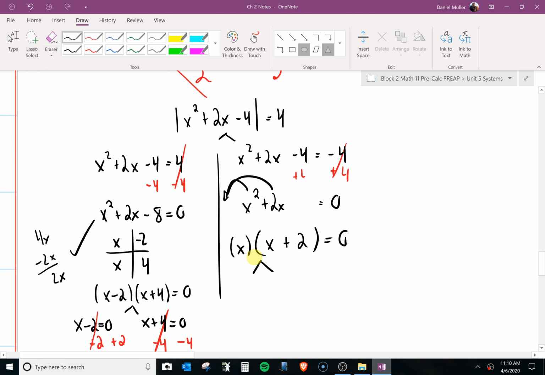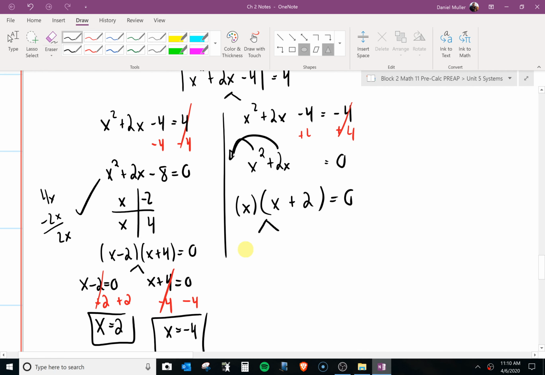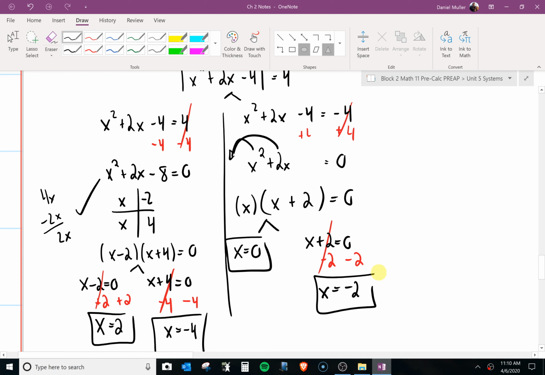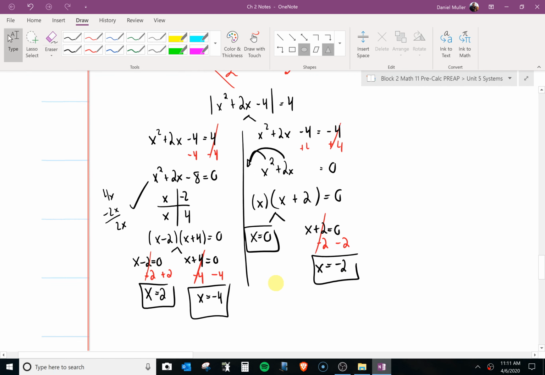So then we have the same thing that we had over on this side. We could have this one, the left can equal 0, or the right can equal 0. Now this requires nothing, it's already done. The right side we can minus 2 and minus 2. So x is equal to negative 2. So I have 4 answers that I actually need to check.